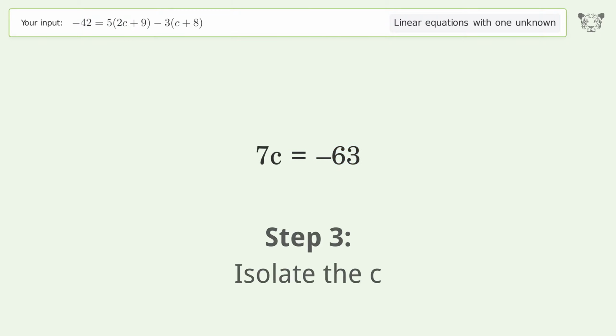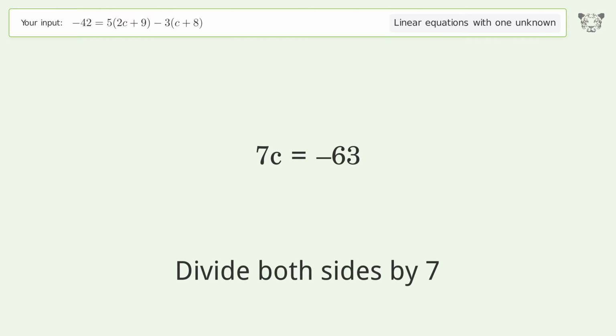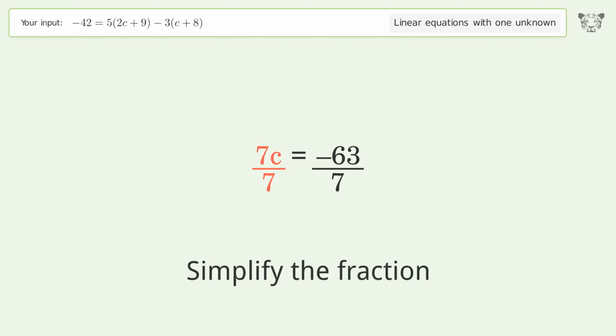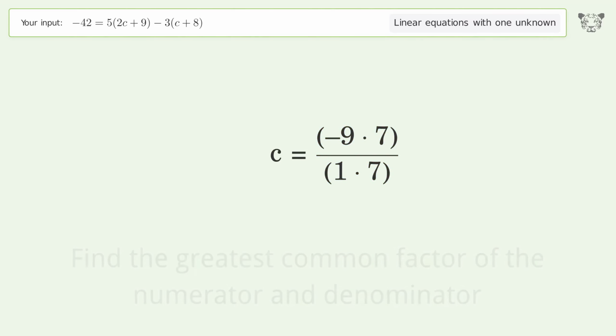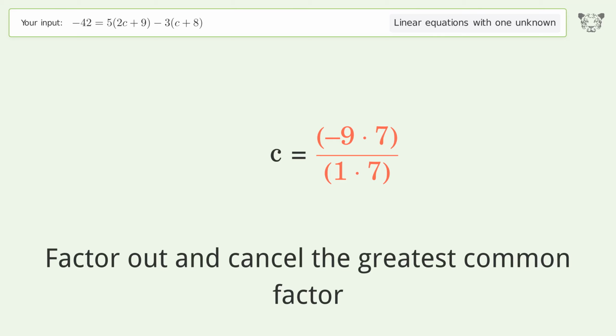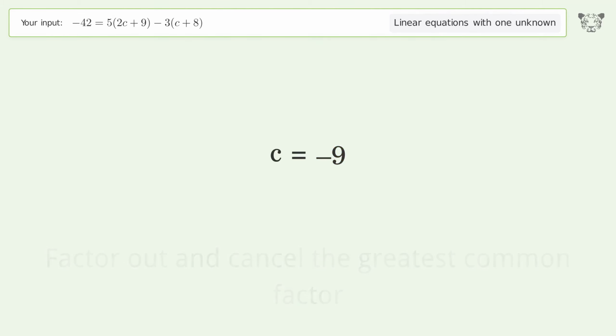Isolate the c. Divide both sides by 7. Simplify the fraction. Find the greatest common factor of the numerator and denominator. Factor out and cancel the greatest common factor. And so the final result is c equals -9.